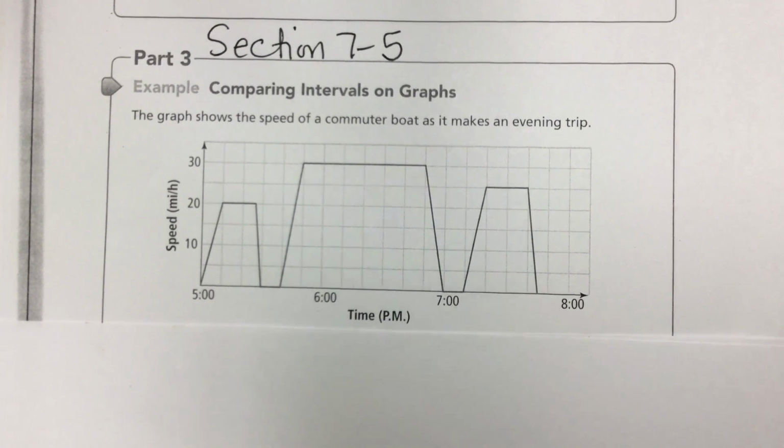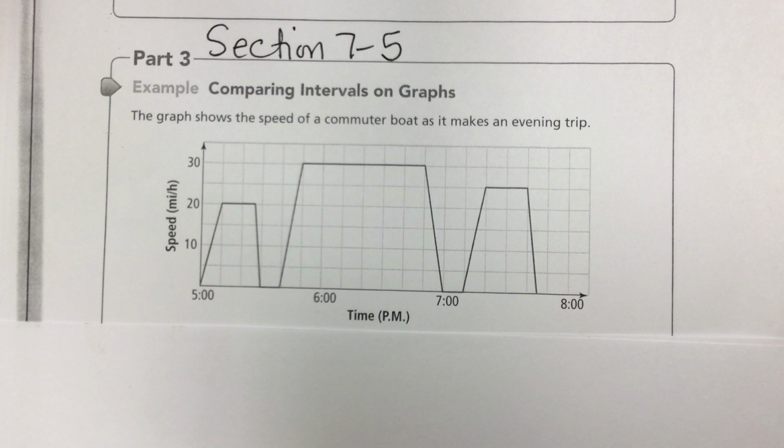Section 7-5, Part 3, Comparing Intervals on Graphs. The graph shows the speed of a commuter boat as it makes an evening trip. So let's look at this graph.